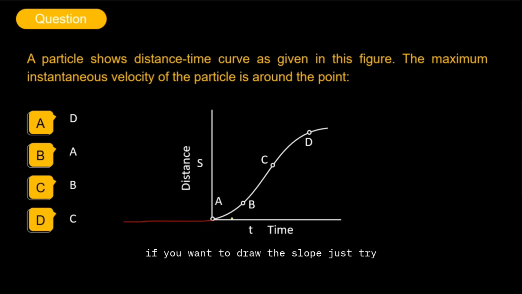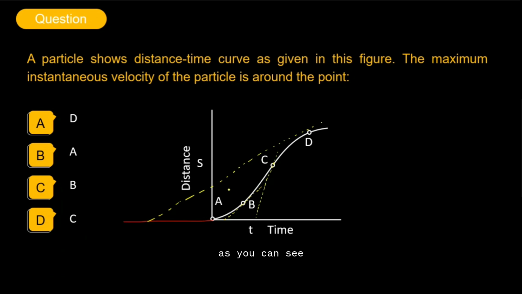If you want to find out the slope, just try to draw a straight line passing through each point. And these lines should be a tangent. So that tangent will make some angle with x-axis. So that angle you have to find.